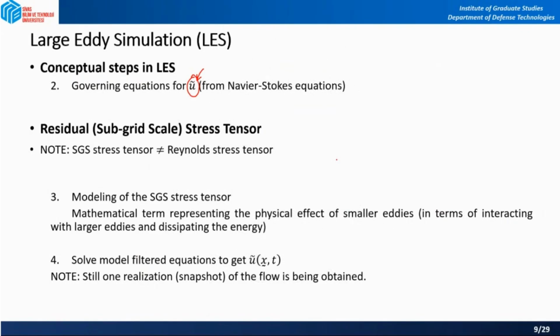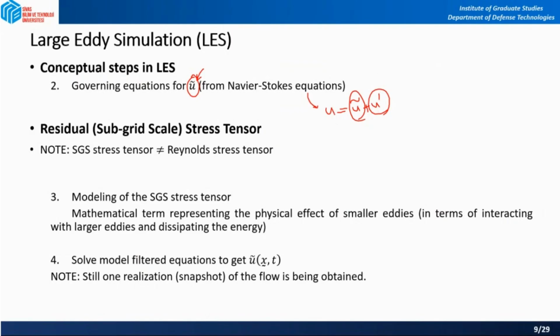When you derive the governing equations, meaning that you're replacing in the Navier-Stokes equations every u with u tilde plus u prime, this is filtered, this is residual, what you get at the end of the day is the residual or subgrid scale stress tensor.